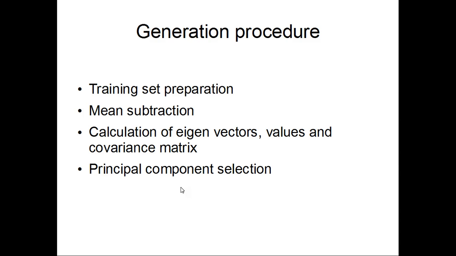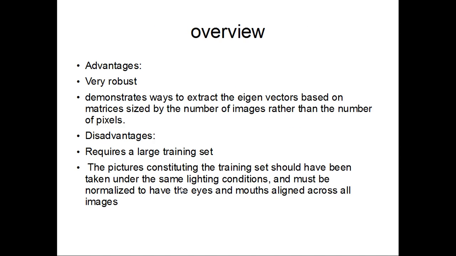The last step in this process is the principal component selection. Say a d by d covariance matrix will result in d^2 eigenvectors, each representing a direction in the d^2-dimensional image space. The eigenvectors with the largest associated eigenvalues are kept and the rest are discarded. As an overview of what we have covered till now, the advantages of this method are that it is very robust. It demonstrates different ways to extract the eigenvectors based on matrices which are sized by the number of images rather than the number of pixels.